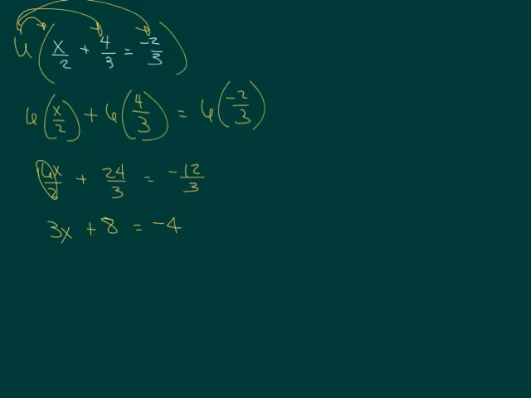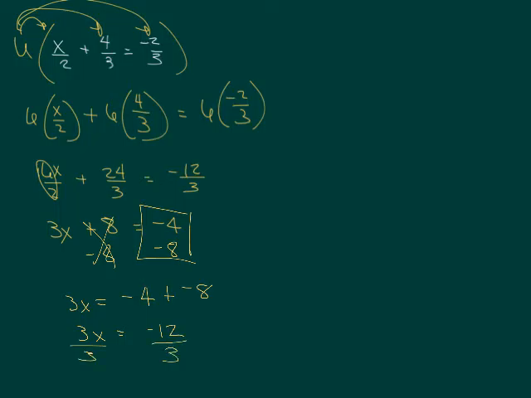Alright, so now we got rid of our fractions. We want to get rid of this 8, so we're going to subtract 8 from both sides. So that goes away. And we have -4 minus 8, or -4 plus -8. Signs are the same, so we add the two together and put the sign on our answer. Then we divide by 3, divide by 3. That goes away. X equals -12 over 3. 12 over 3 is 4. Put the negative on there. So our answer is -4.